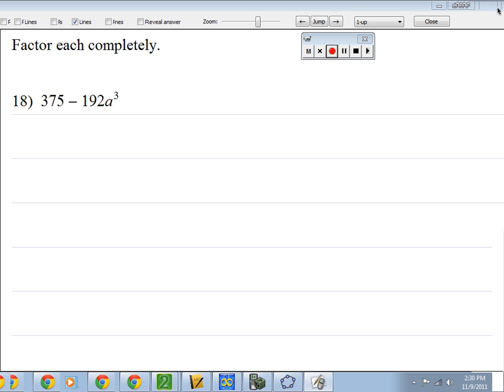Now let's see if you got it memorized. The difference of cubes is: first one's A minus B, and the other one's A squared plus AB plus B squared. So you just got to remember sandwich: A squared, B squared, and the plus in the middle. Okay, now what is my A and what's my B?